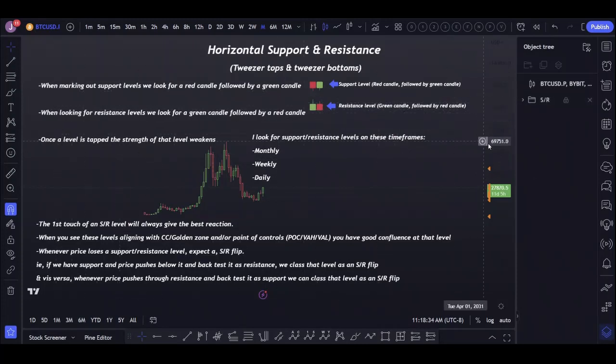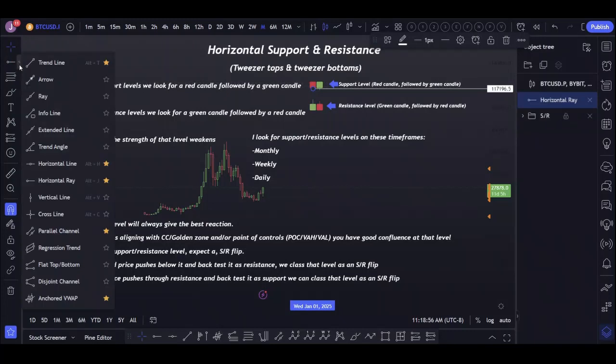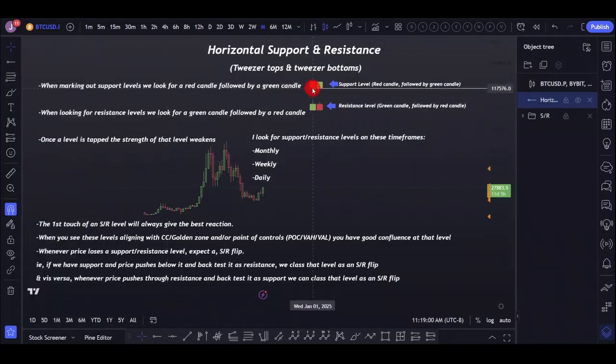When marking out support levels, we look for a red candle followed by a green candle. As you see here, I'll give you an example of a red candle followed by a green candle. And what we're going to be using to mark these levels is a horizontal ray. So in this case, that would be a support level. And I place this horizontal ray, which you can find right here, horizontal ray. I place it at the close of the candle, right at the body where it closed, the red candle, and where the green candle opened.